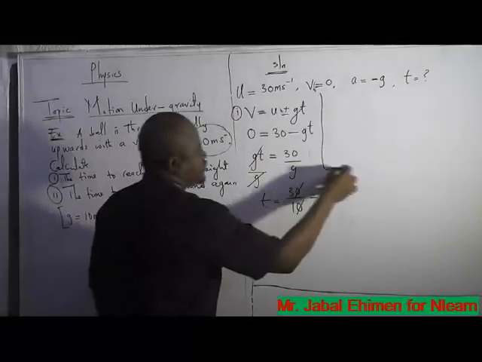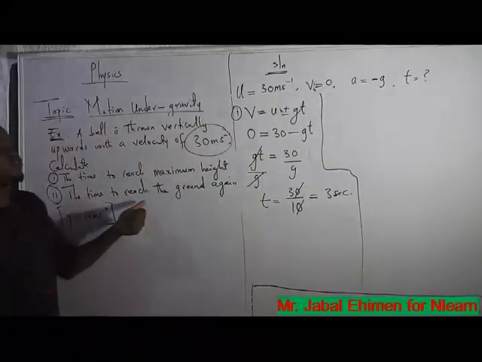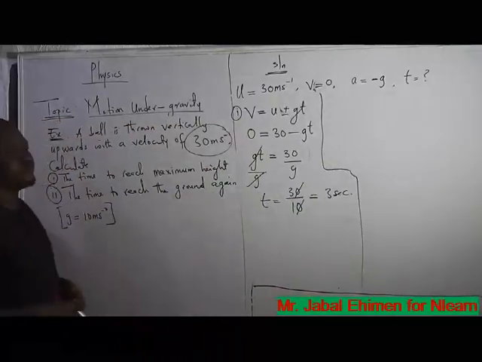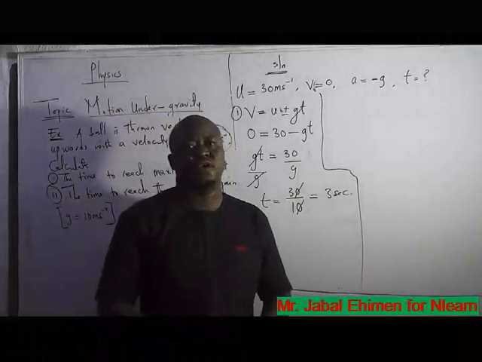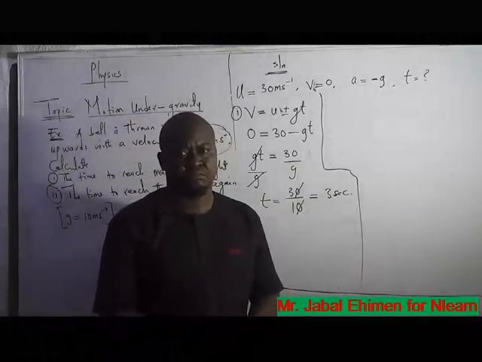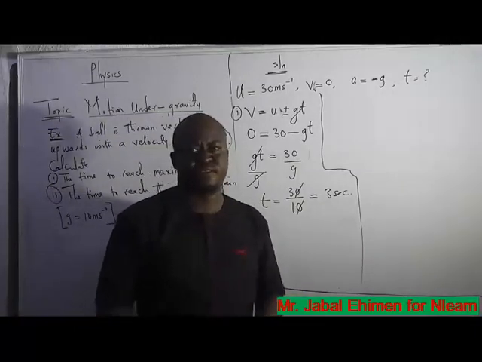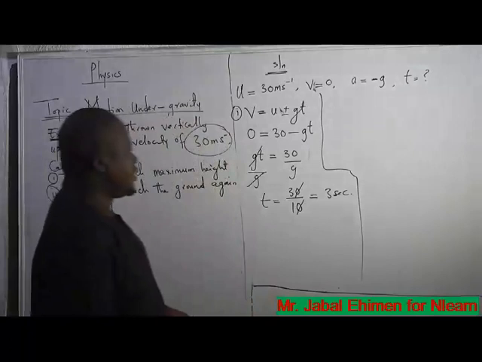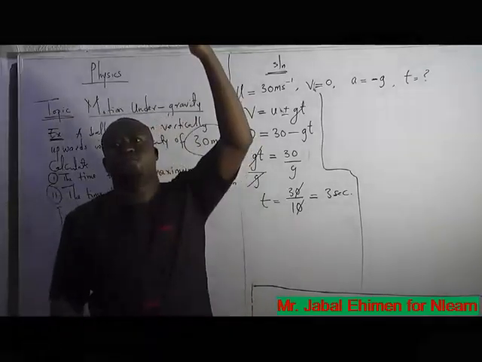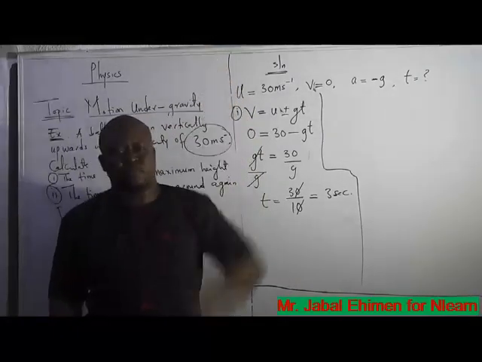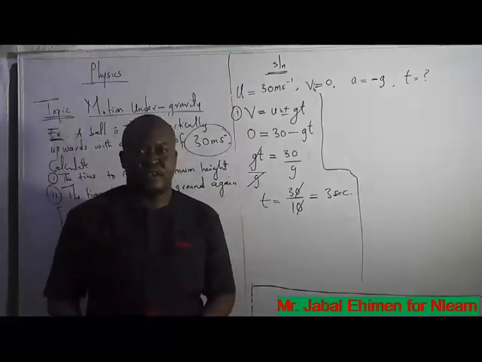Now the next question, class, is the time to reach the ground again. What is the time to reach the ground again? At the maximum height. The time to reach the ground again, the body is thrown vertically upward. When it gets to a height, it comes back. The time to reach maximum height and return.